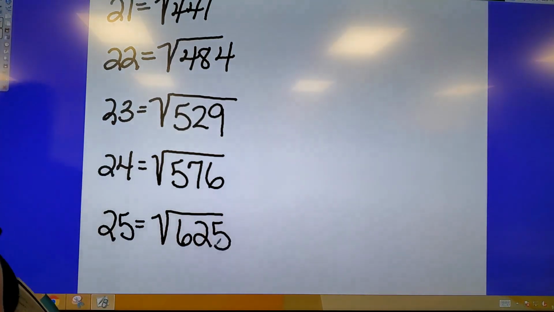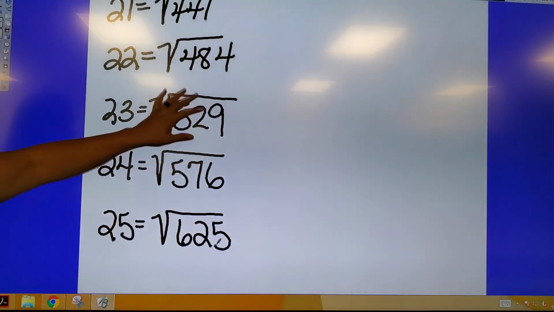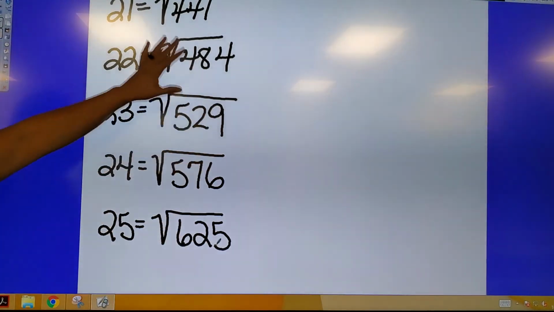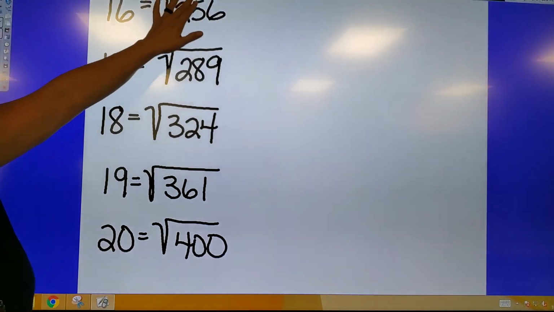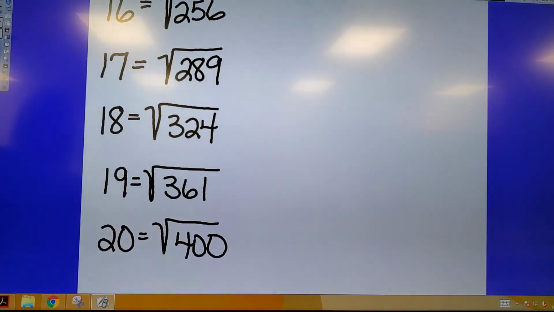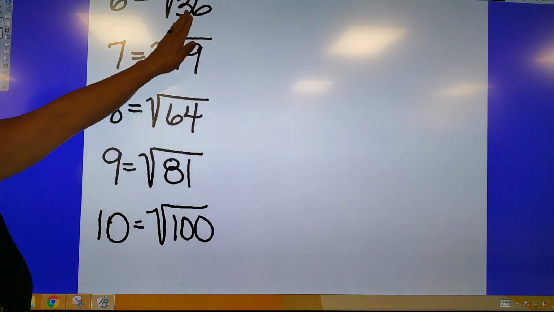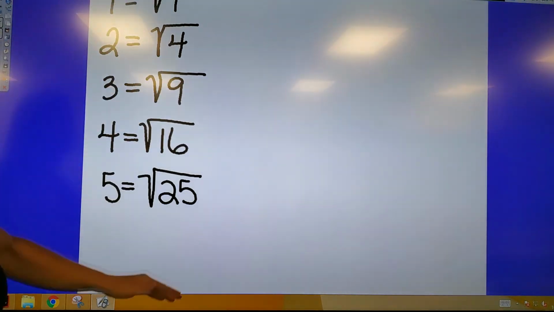So again, we want to make sure that we have these first 25 perfect squares written in your notebook. The perfect squares are what is actually inside of the radical sign. So the 441, 484, 529, etc. So make sure that you have all of these perfect squares. These 5 perfect squares. Most people have these pretty much memorized, but you want to make sure that you have them written down. And these 5 perfect squares.